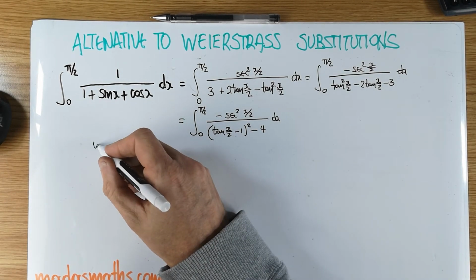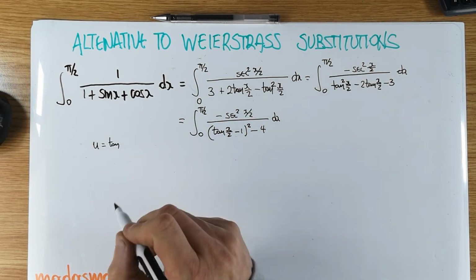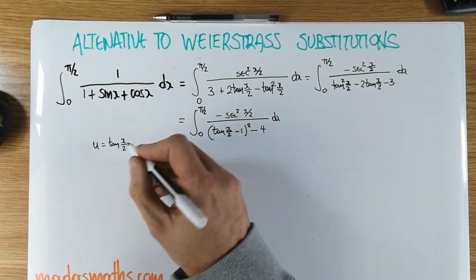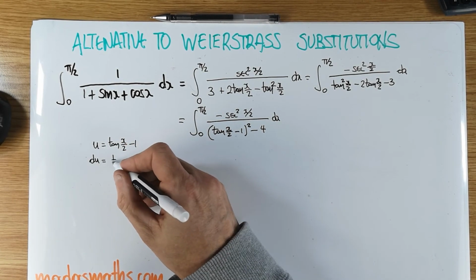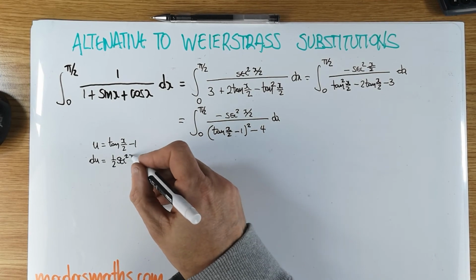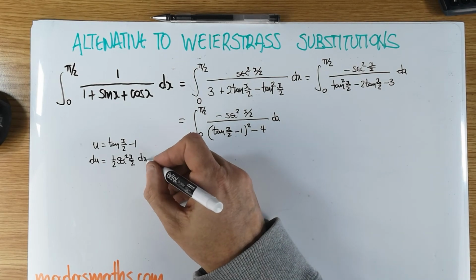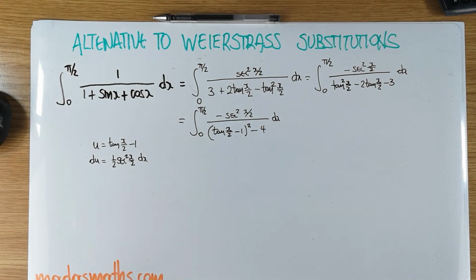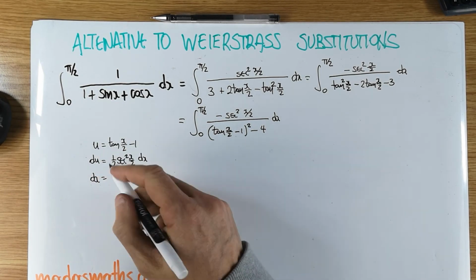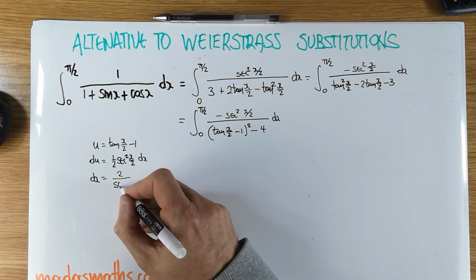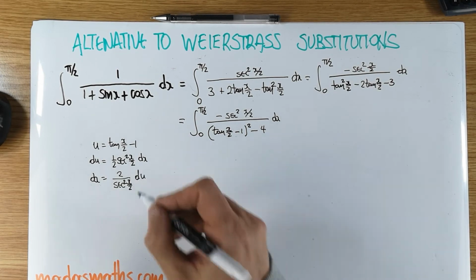So I'm going to write it somewhere on the left here. U is equal to the tan of x over 2 minus 1. My du is going to be a half sec squared of x over 2. The minus 1, of course, we dump it. So my dx is going to be 2 over sec squared of x over 2 du.